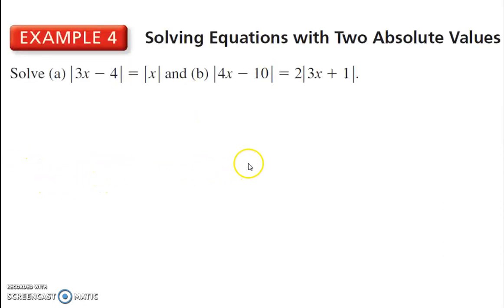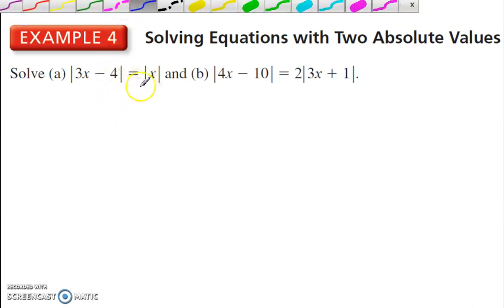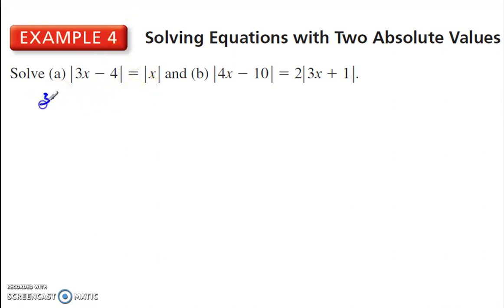Alright, solving equations with two absolute values. To do this, we have to, again, set this negative. So we have 3x minus 4 is equal to x, or 3x minus 4 is equal to negative x. Now we solve each of those the same way.